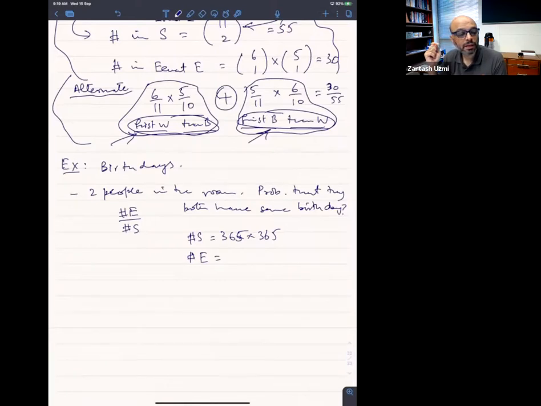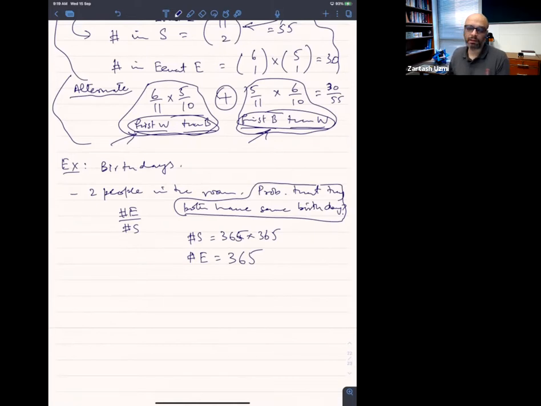Number of points in E, where E is the event that both of them have the same birthday. What is the number of points in E? The number of points in E is कि दोनों 1st जनवरी को हो, या दोनों 2nd जनवरी को हो, या दोनों 3rd जनवरी को. So there are 365 different possibilities. So you get your answer. What would be the answer? Not 1 over 365 square. It would be equal to 1 over 365.